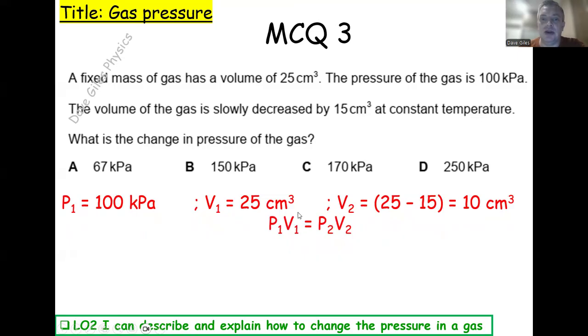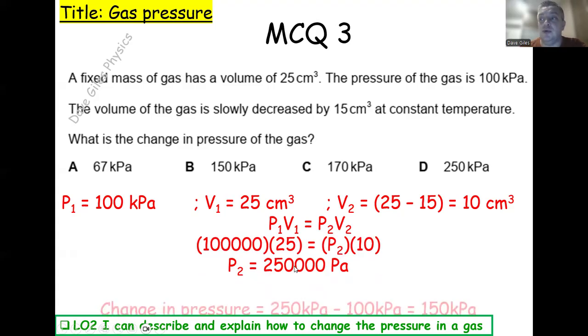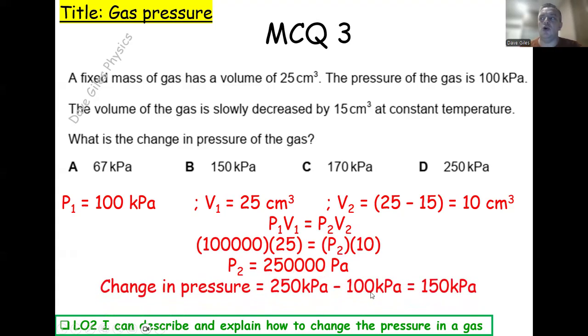So again, P1V1 equals P2V2. Put the numbers in here. So the one we didn't know was P2. Rearrange that, so you'll get 100 kilopascals times 25 divided by 10, which gives you 250 kilopascals. So that is the new pressure, but it asks for a change in pressure. So we have to subtract that from the original pressure of 100 kilopascals, which gives 150 kilopascals.